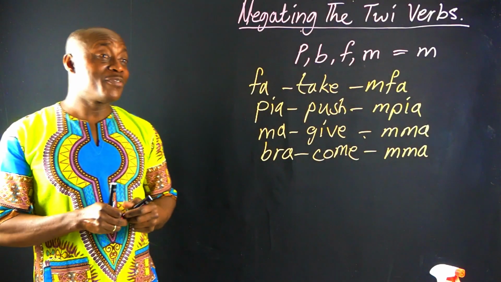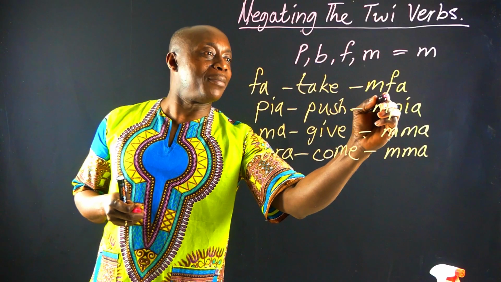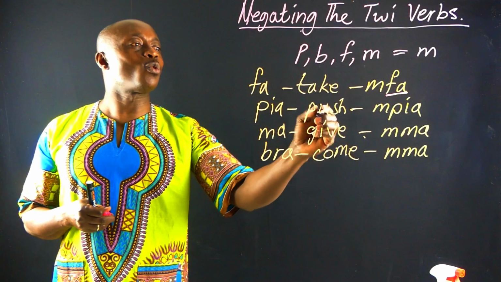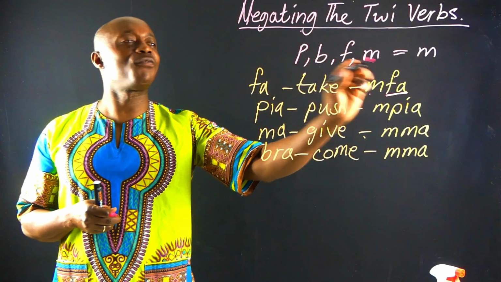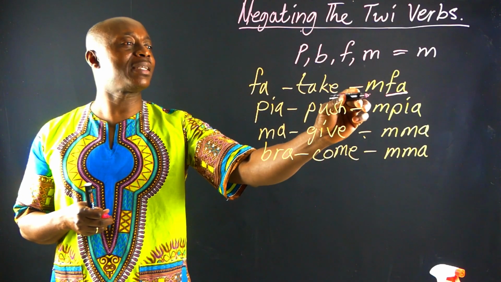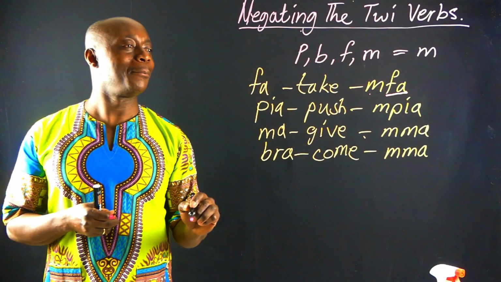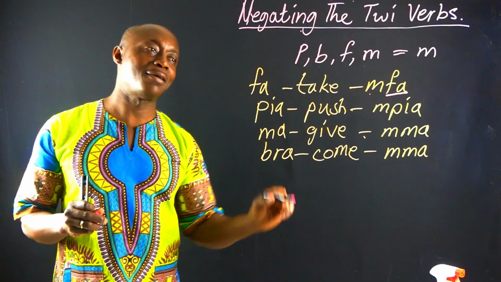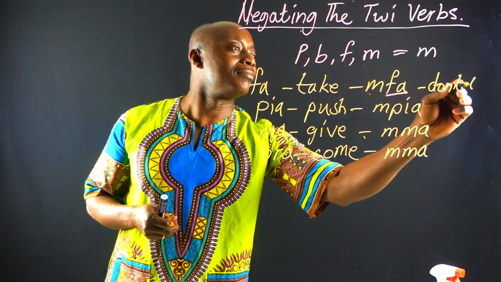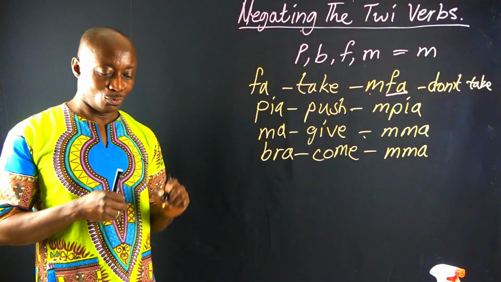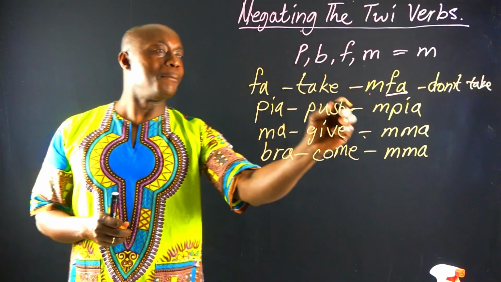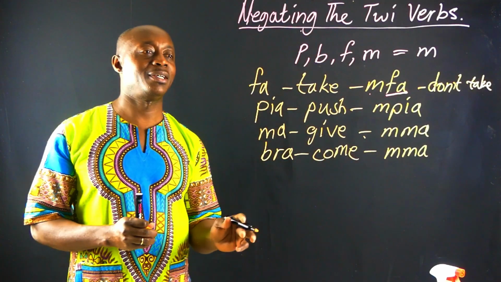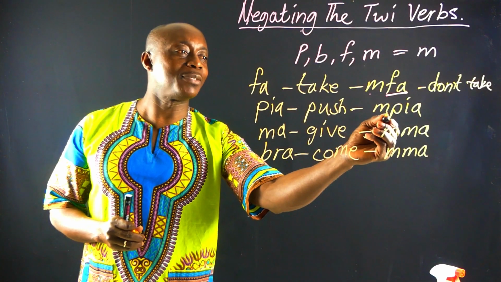Good. You realize that this is the main verb, fa. In the negative, it is what? Mfa. I just place or prefix it with what? M. And it became negative. Do not take. Mfa. Do not take. Mpia. Do not push. What did I do? Only this prefix.